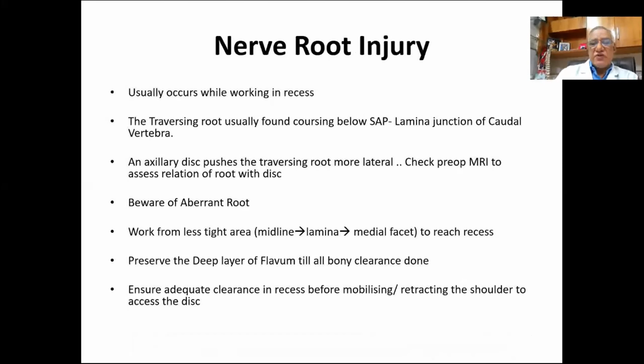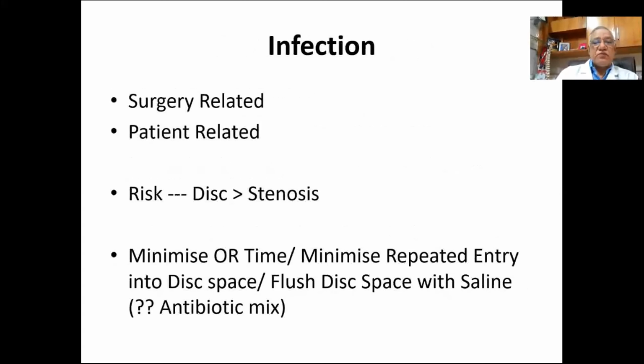And at that time, when you are trying to bite a part of the facet, this nerve root is accidentally injured. So the surgeon should keep in mind aberrant roots also. And it's a good idea to start from the midline, then go to the lamina, and then to the facet. So go from a less tight area to a more tight area. Preserve the deep layer of ligamentum flavum till all bony clearance is done, and ensure adequate clearance in the recess before mobilizing or retracting the shoulder to access the disc.